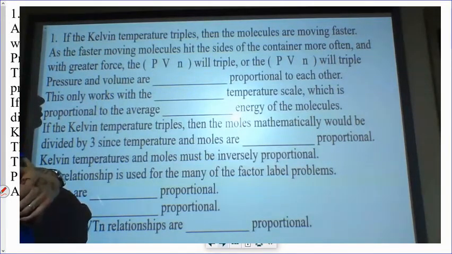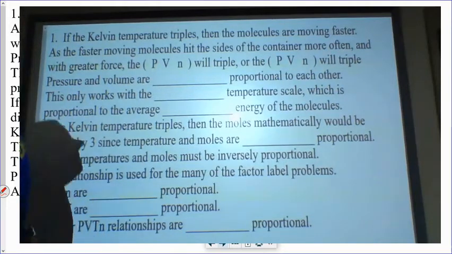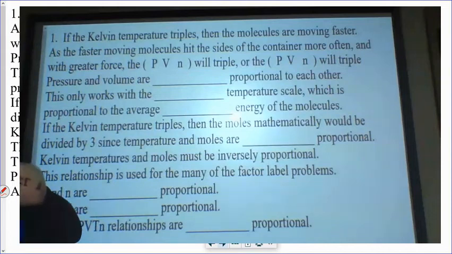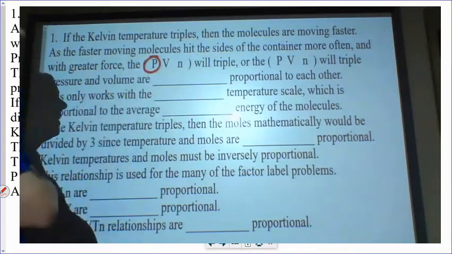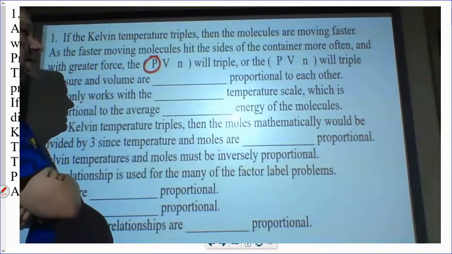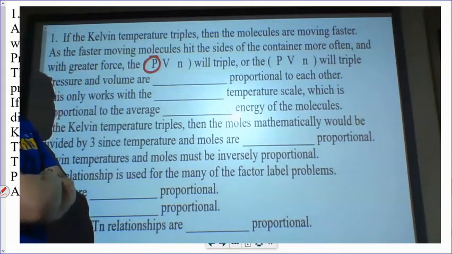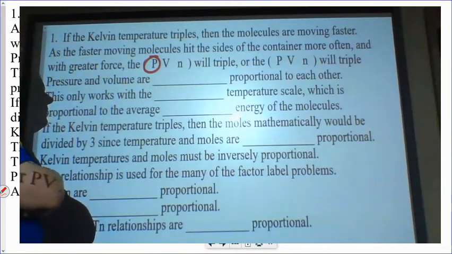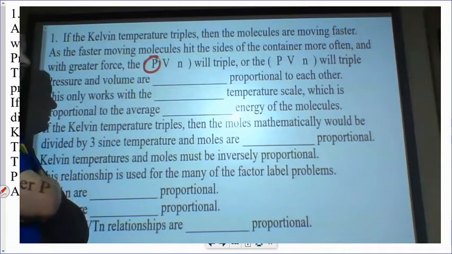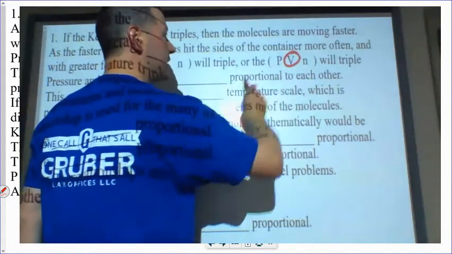It says the Kelvin temperature triples, then the molecules are moving faster. So if we give molecules more energy, they will move faster. As the faster moving molecules hit the sides of the container more often and with greater force, the pressure would triple. And that would be for a container that the sides cannot move. So this would not be a balloon. This would be a glass container or a steel drum or something like that, a steel scuba tank. But if the container could in fact expand like a balloon and the pressure didn't change, the volume would change in that place.